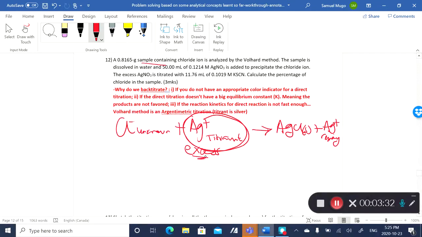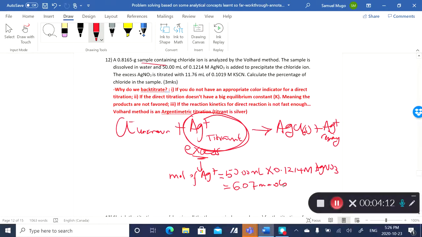How you then calculate is to determine the moles of what you added, which is the 50 mL in this case, multiplied by the 0.1214 molar. That's what you added of the silver nitrate. When you calculate that, you're going to see the number of moles in millimoles in this case is 6.07 millimoles.